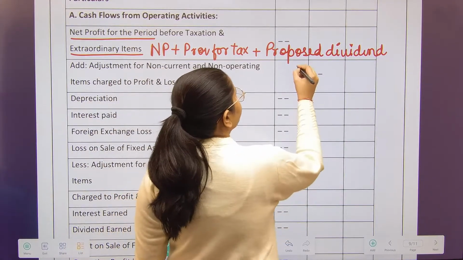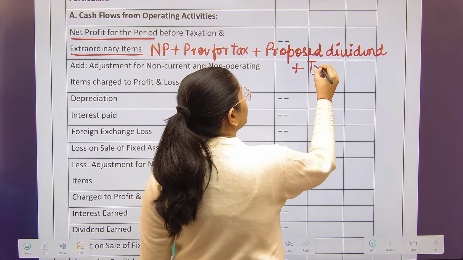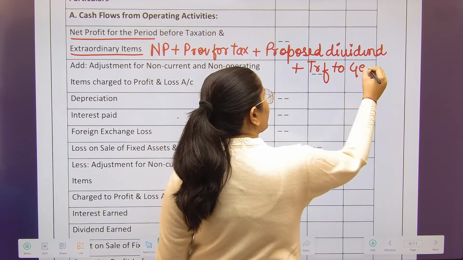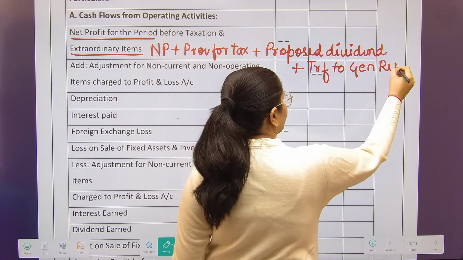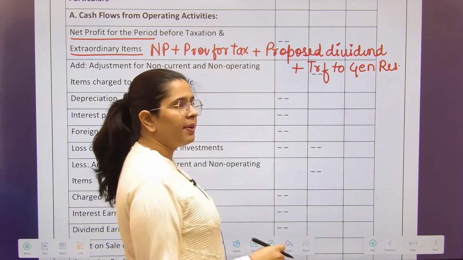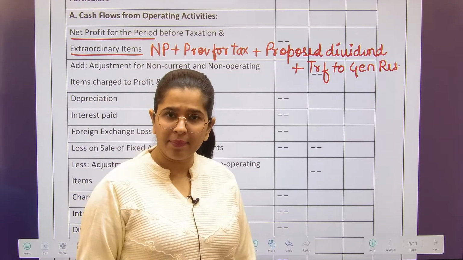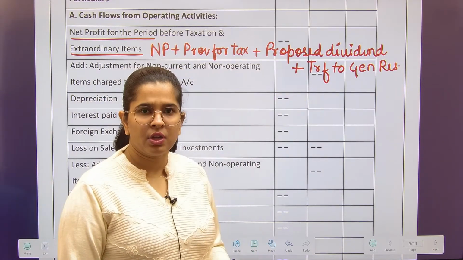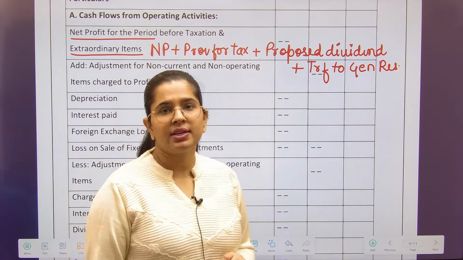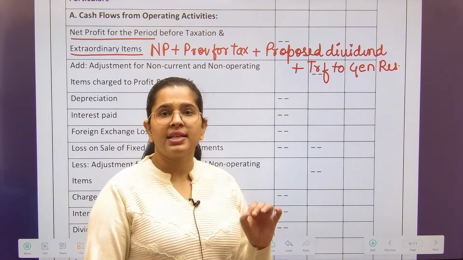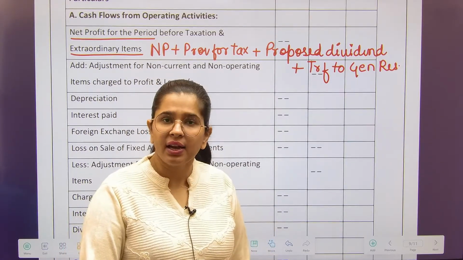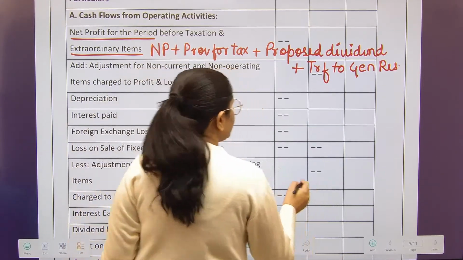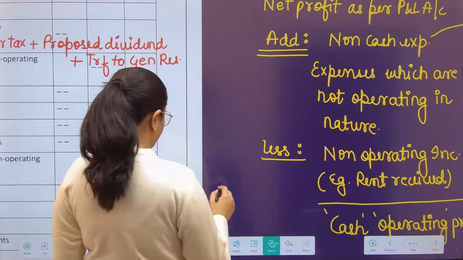Another thing, there is a provision in the Companies Act that every year you have to transfer a certain percentage of your profit to general reserve. So this item also appears as a debit item, as a deduction in your P&L account. So when we prepare our P&L account, all these items appear like this.